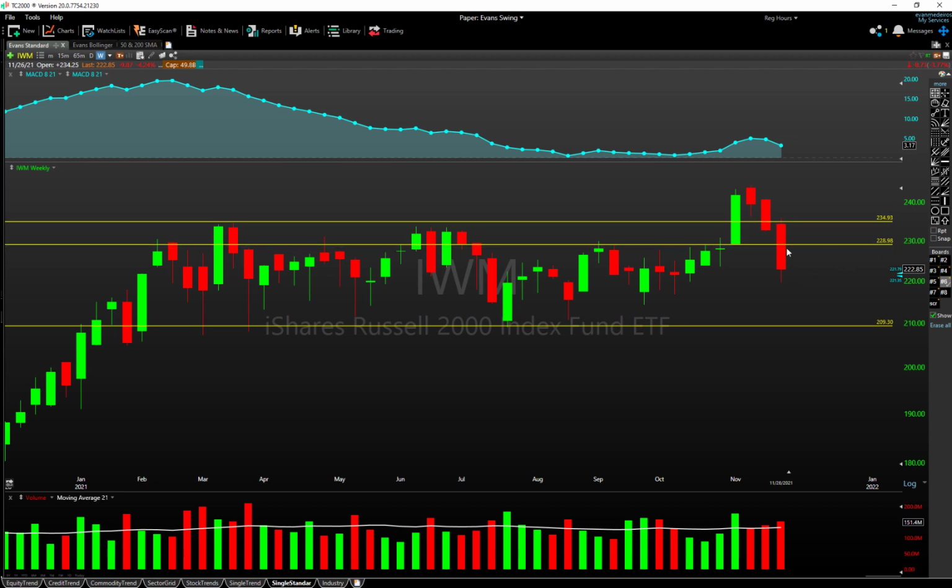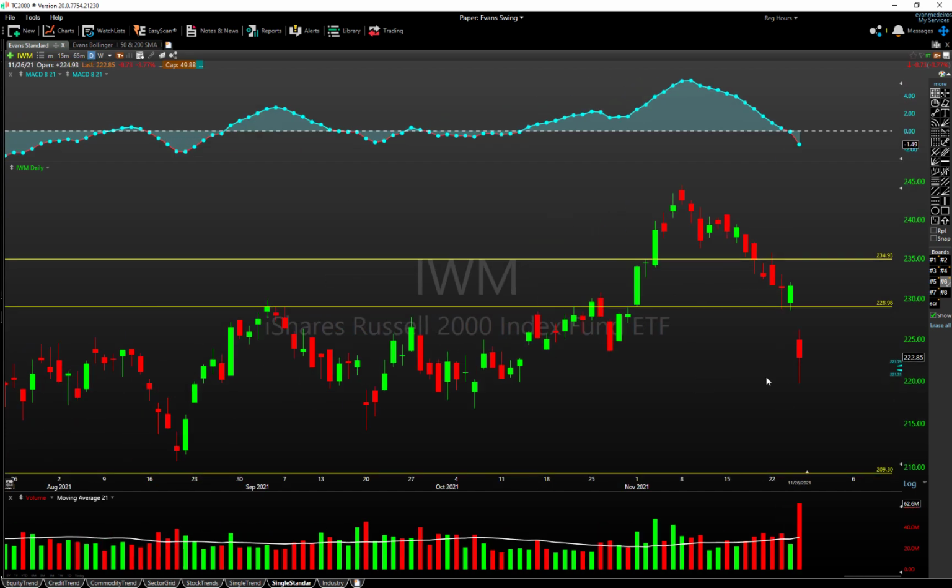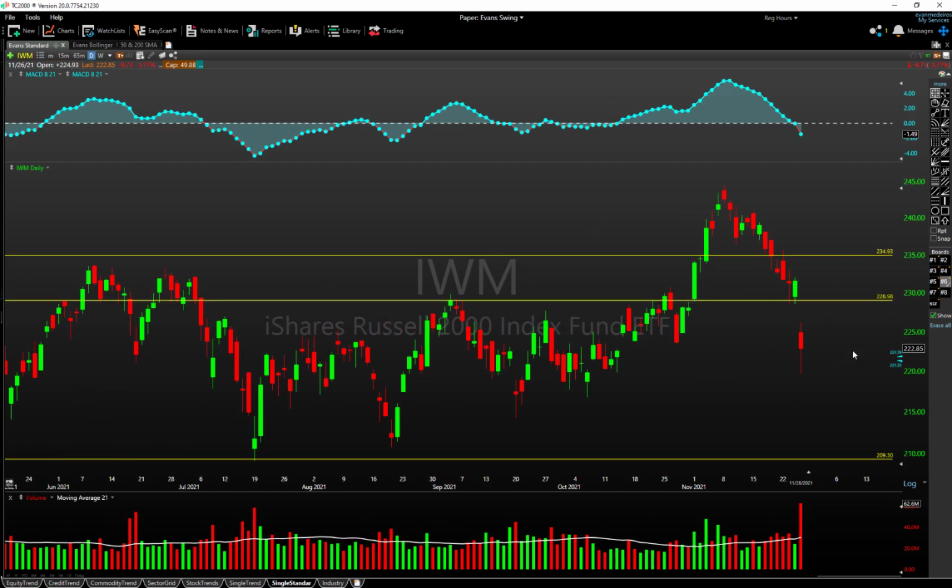And obviously with this week's close, 6 points below that intended area, we are back into this old range. So that breakout that I was playing for, no longer in play. And so I exited this position.